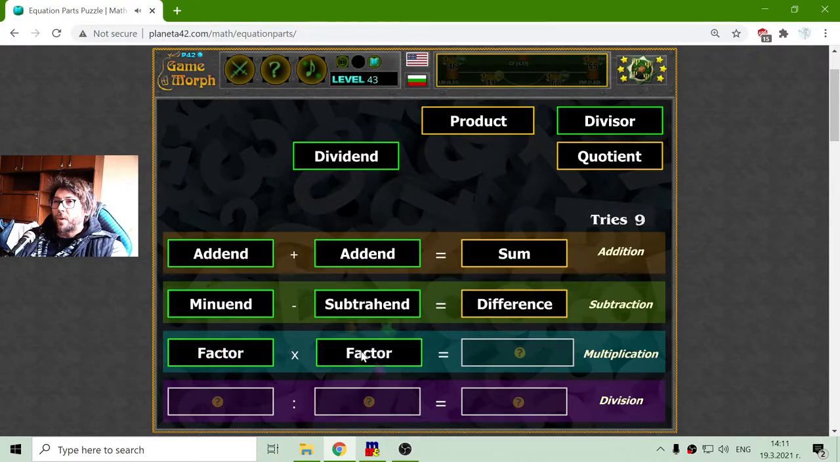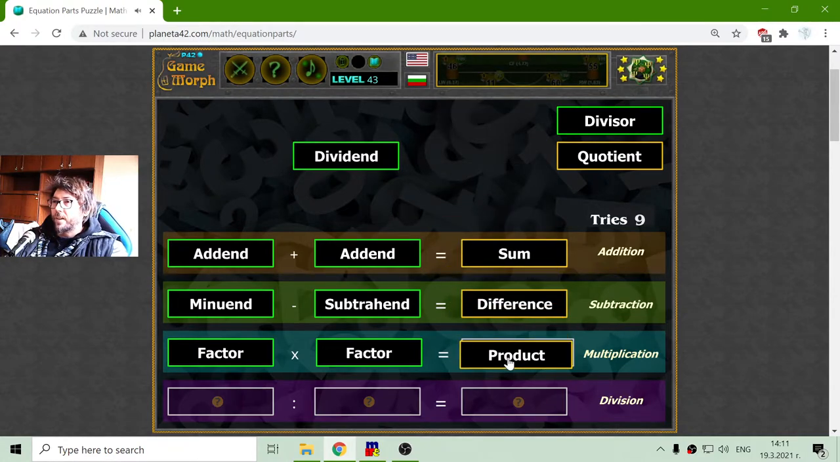Right? Because it doesn't matter which number we multiply by which number. So, if that number is from the left part of the mark or the right part, it has no difference. And what we get is the product. This is in multiplication. Now, it is common the names of the multiplication to be factor, factor, product.